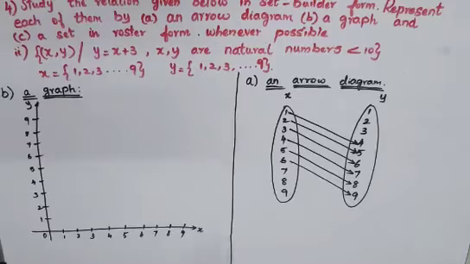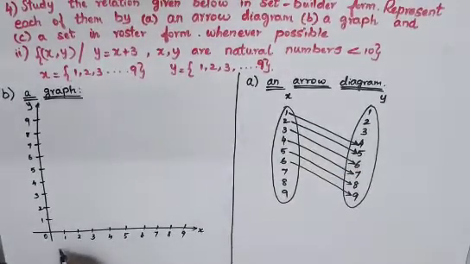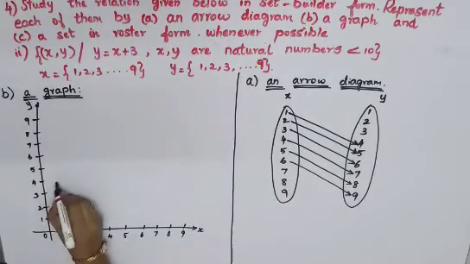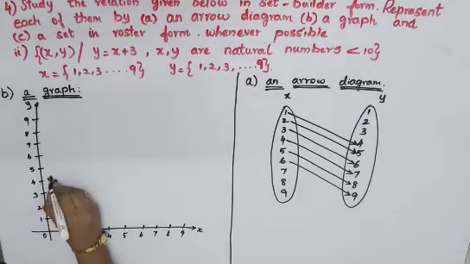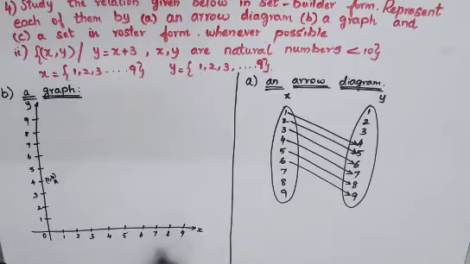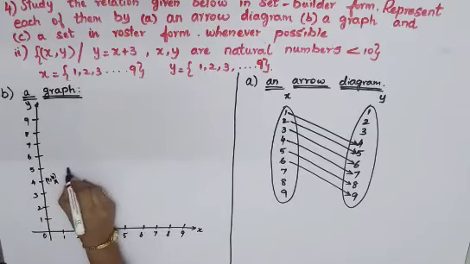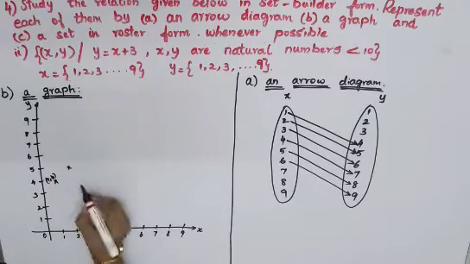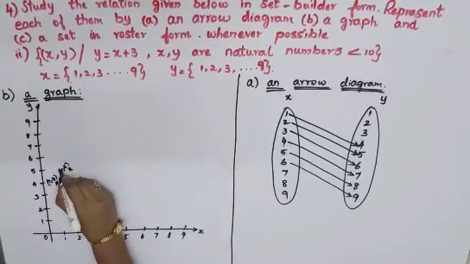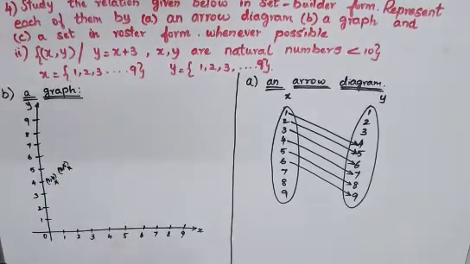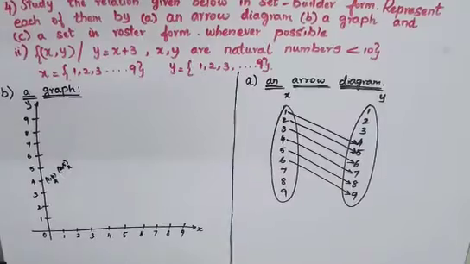So now the mapping is from 1 to 4. So in x-axis 1 and in your y-axis it is 4. So straight to this, just write (1, 4). Second one is 2 to 5. So in x-axis 2 and in your y-axis straight to 5, just put an x mark or a dot. (2, 5).